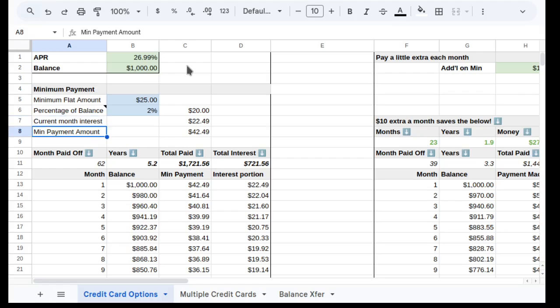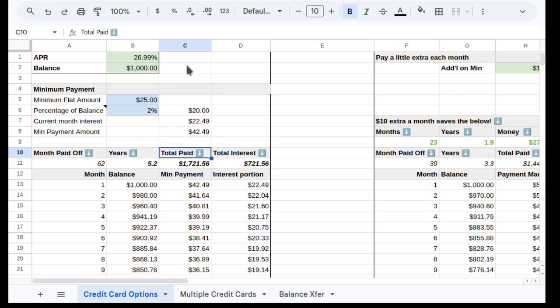So the minimum payment amount for a $1,000 debt at 26.99%: the percentage of the balance would be $20 if it was 2% of it. The current monthly interest for that $1,000 is $22.49. So the minimum payment amount would be the sum of these two values. Now, if the sum of these two values would have been less than $25, this would have been a $25 minimum payment amount.